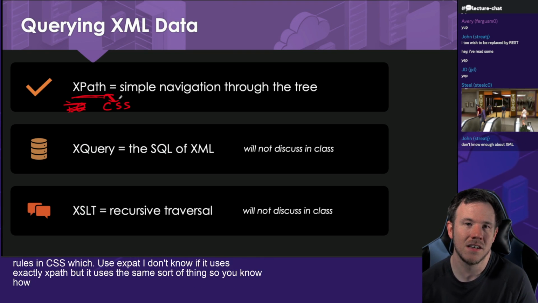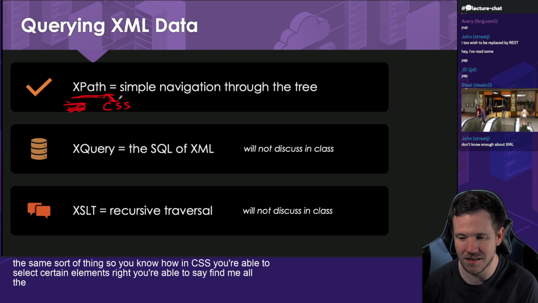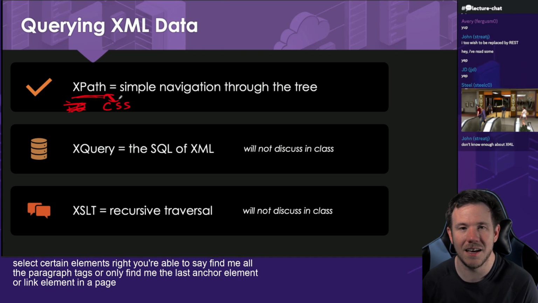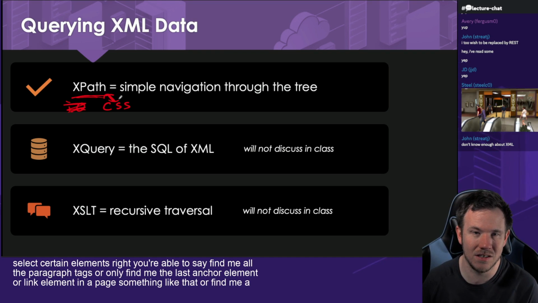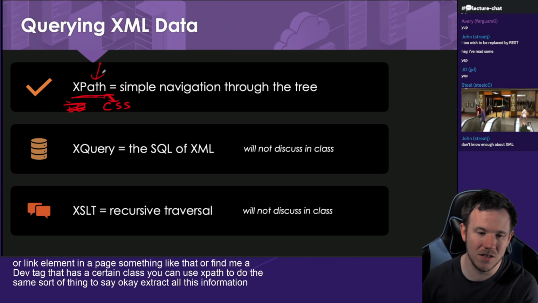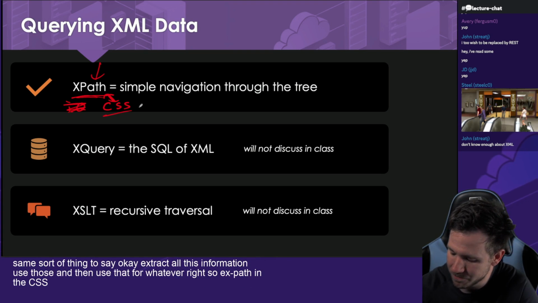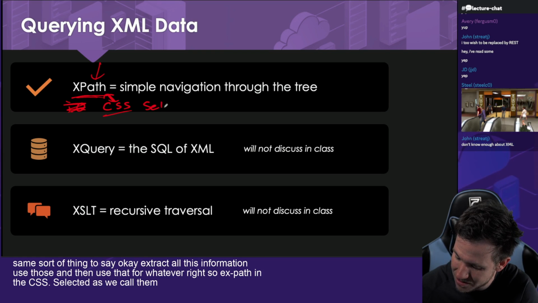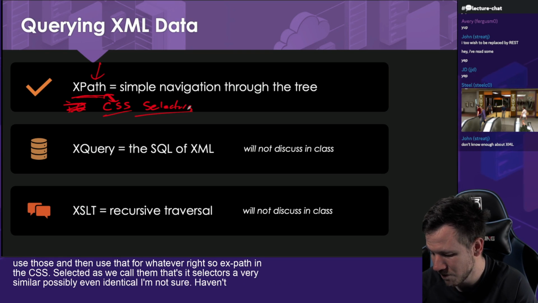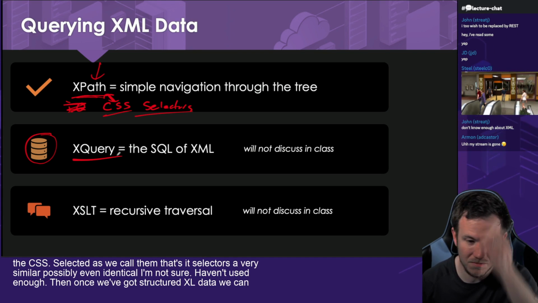So you know how in CSS you're able to select certain elements, right? You're able to say, find me all the paragraph tags, or only find me the last anchor element or link element in a page, something like that, or find me a div tag that has a certain class. You can use XPath to do the same sort of thing, to say, okay, extract all this information, and then use that for whatever, right? So XPath and the CSS selectors, as we call them, are very similar, possibly even identical, I'm not sure. Haven't used XPath enough. Then once we've got structured XML data, we can query that as well.